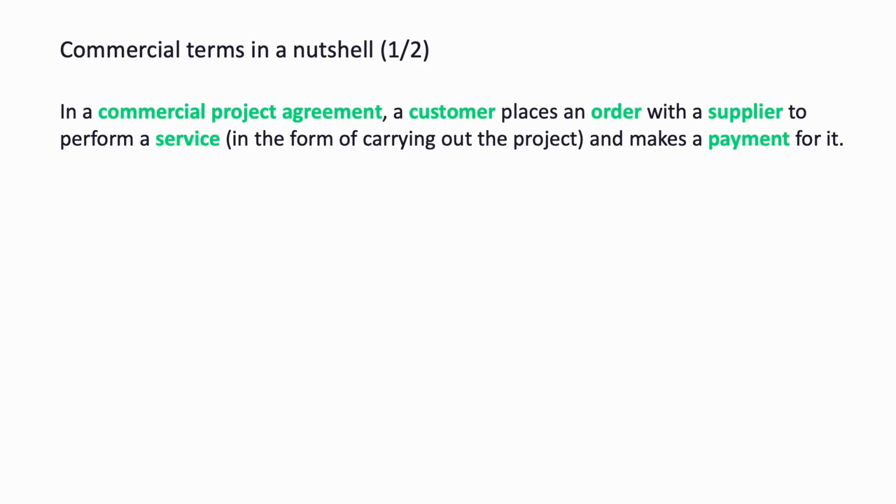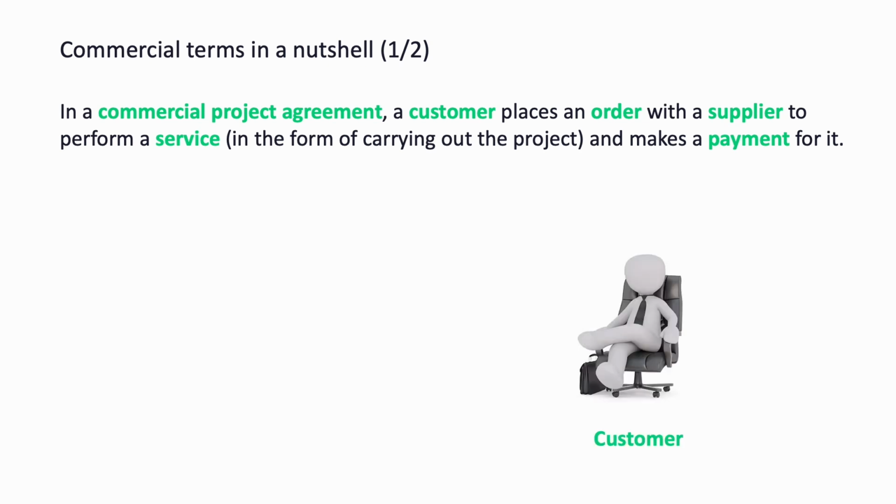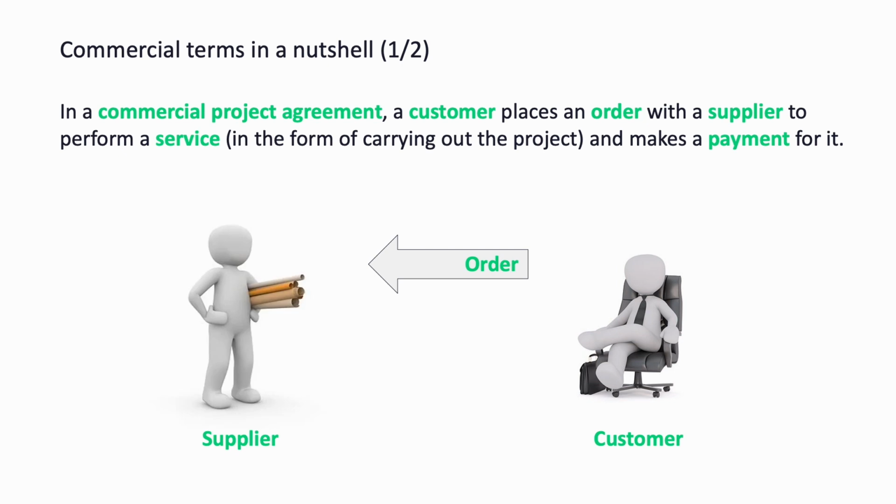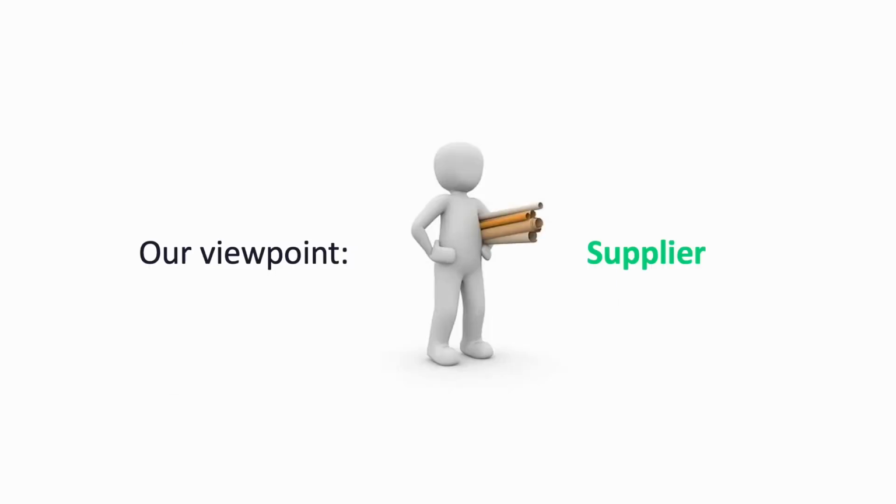A project agreement from a commercial point of view. What is it? In such an agreement there is a customer. This customer issues to a supplier an order, namely, to provide a service in the form of the implementation of a software project or the creation of a software solution, and for this service the supplier then receives remuneration. Now we are the ones who build the software solution or implement the software project. That is our view, that of the supplier, for everything that follows.